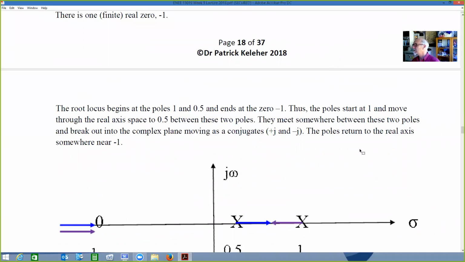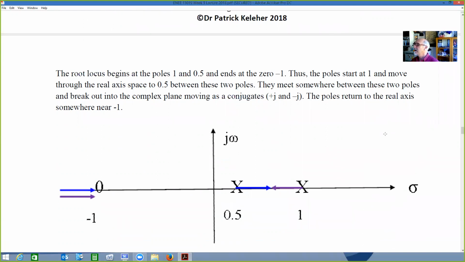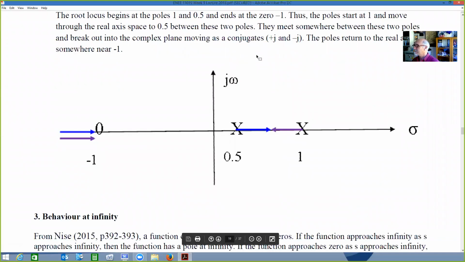Thus, the pole starts at 1 and moves through the real axis space to 0.5, and between these poles, they meet somewhere in here, and then break out into the complex plane, moving as a conjugate, positive j and negative j, and then the poles return to the real axis somewhere over here. So they disappear up here somewhere, disappear out here somewhere, up that way, down that way, and are going to reappear over here somewhere.